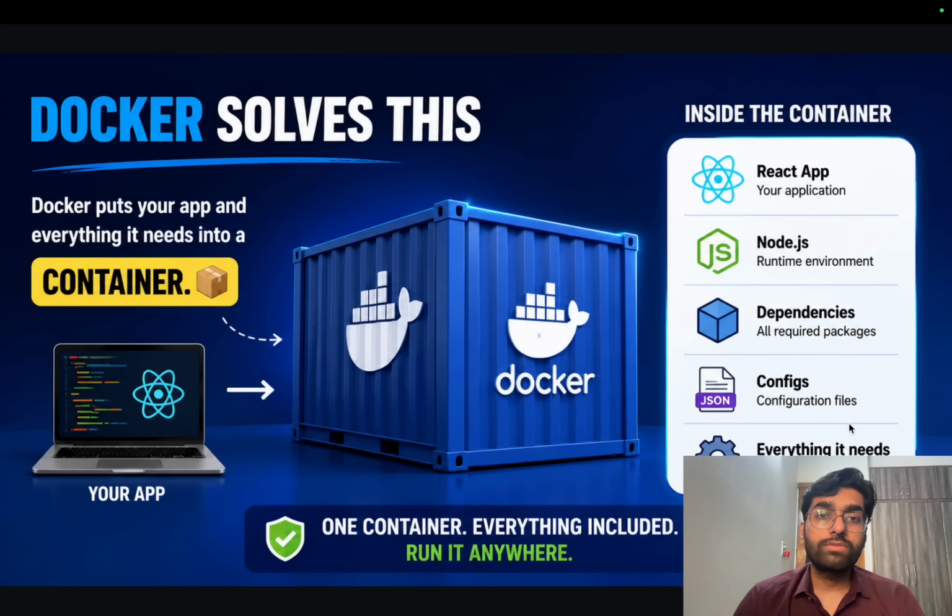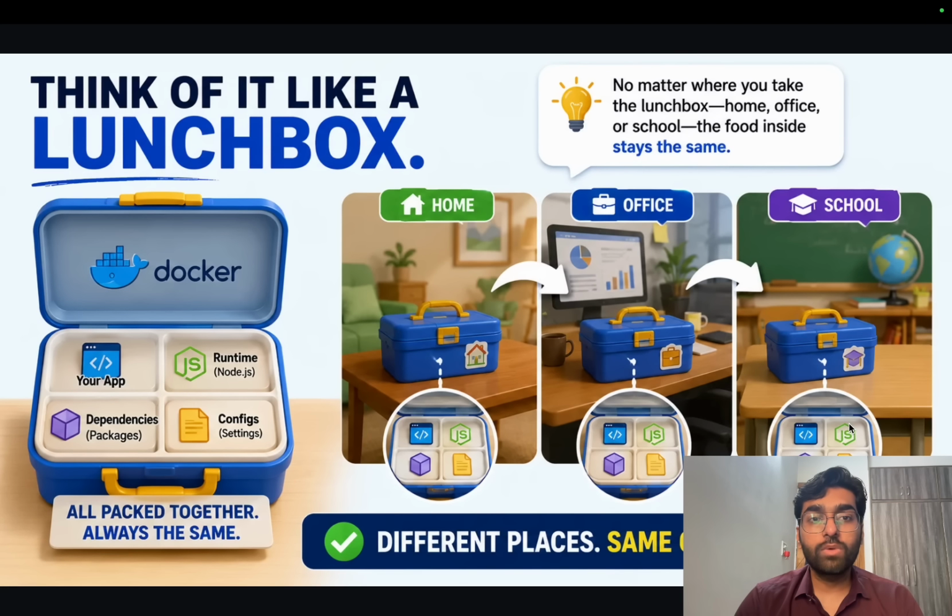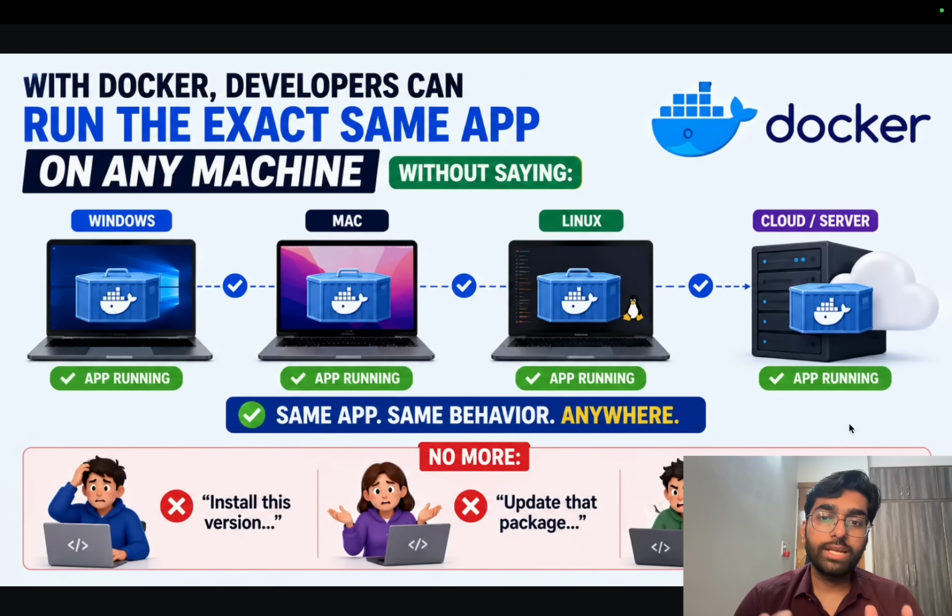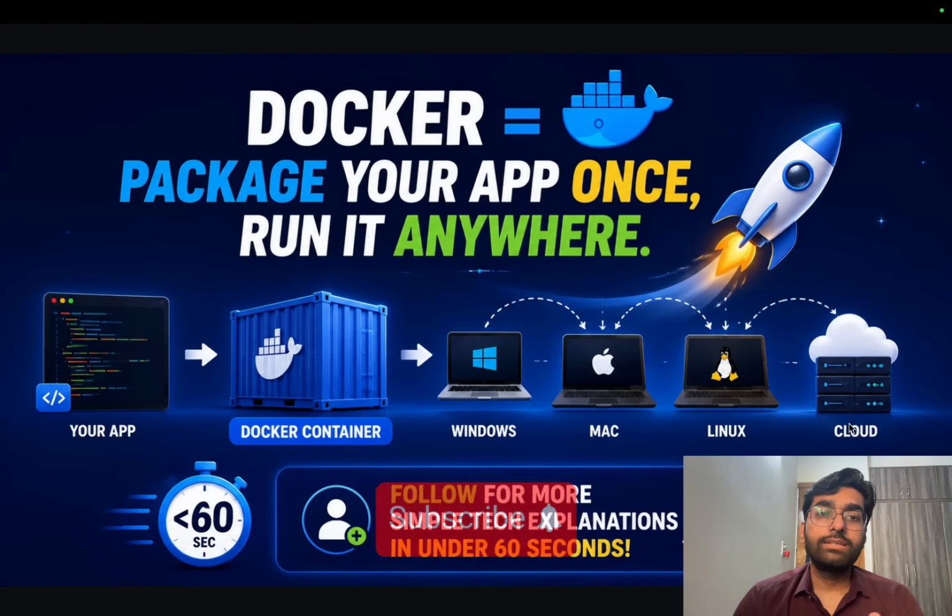So how Docker solves this is it simply puts your app, the required dependencies, and the runtime configurations into a box, which is known as a container. Think of it like a lunch box. No matter where you take your lunch box, home, office or school, the food inside stays the same. So with the help of Docker, developers can run the exact same application on any machine without saying that "it works on mine," right?